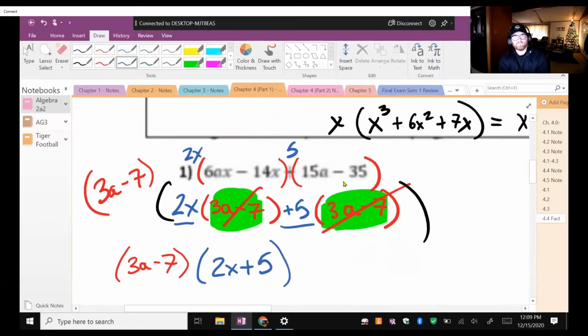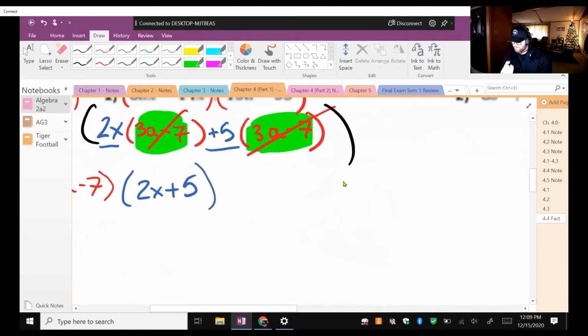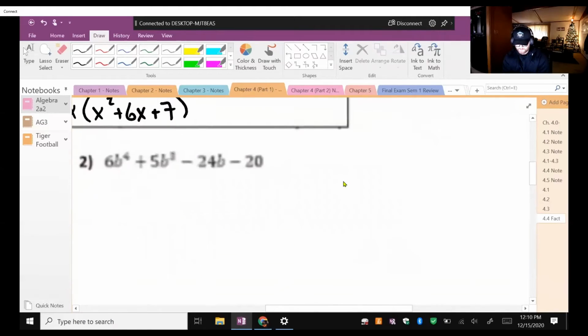Done. Okay, that's totally done. That's the whole point. You want to factor out the binomial. You want to get the same binomial in both of those terms so you can factor it out. All right, is that factored all the way? Can we go any further? No, right? That's factored completely. Okay, so we're not solving yet. So we're not doing anything. We're just rewriting and factoring, simplifying.